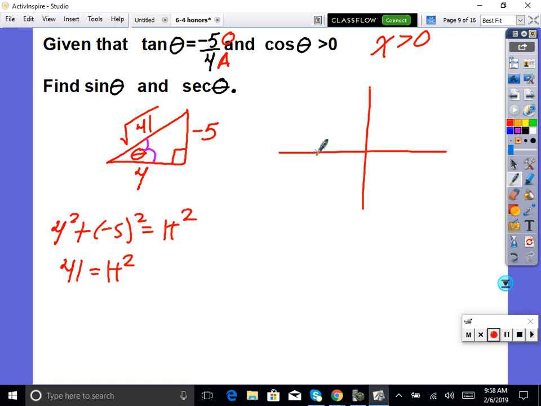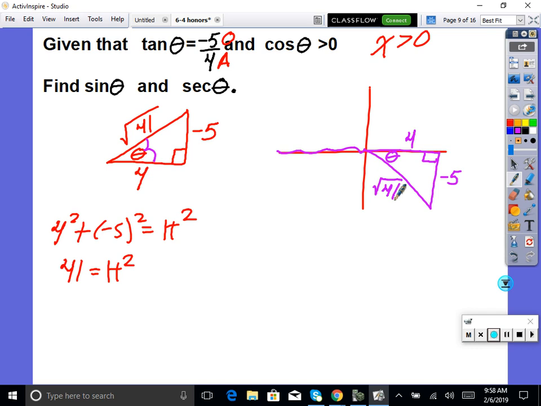Now here's why. Could we go negative 4 units? No. Isn't this our x, technically? So we can't go negative 4 units. We have to go this way. And then we have to have a negative 5. So it has to be down here. Our right triangle must be in quadrant 4. Our theta would go here. Now from here, drop down. So our opposite was negative 5, which makes sense. Down 5. Our adjacent was 4. Our hypotenuse is root 41.